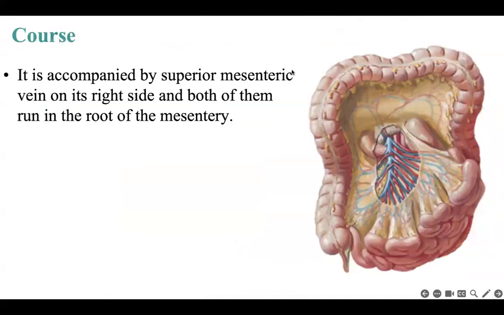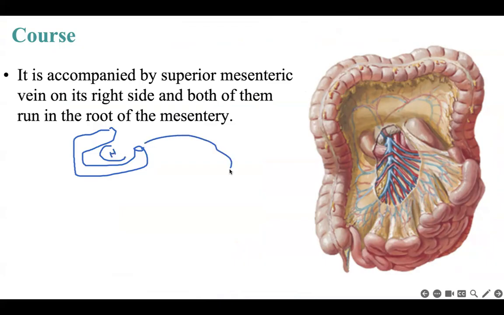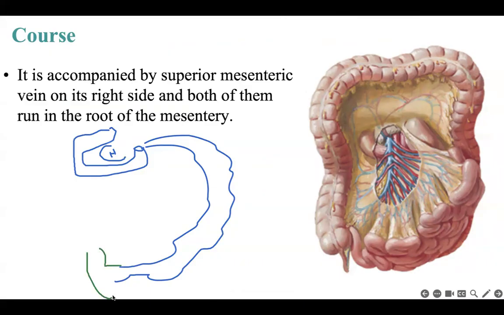Okay, what are the midgut derivatives? Let's see together. This is the duodenum, and this is the head of the pancreas. And this is the jejunum and the ileum. So this is the small intestine. Where does the large intestine start? From the cecum, and this is the cecum, and this is the appendix, and the ascending colon, and the transverse colon, the right two-thirds of the transverse colon.